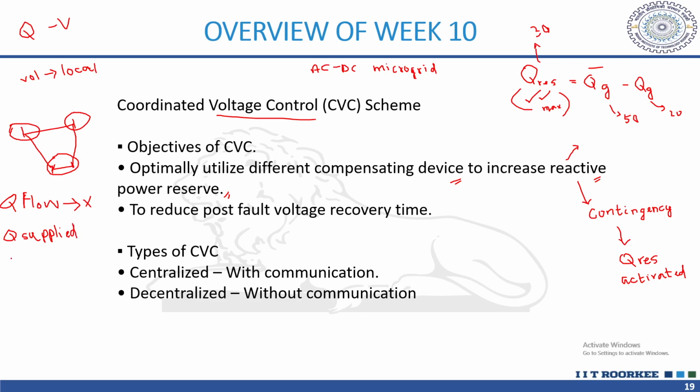So Q, we require that it is supplied locally because voltage is a local phenomenon. Even if I am injecting, let's say, 50 MVAR of Q here to improve the voltage in this area, such an operation is not at all recommended. Firstly, injecting Q at this location may not affect the voltage at a longer distance, right? And secondly, Q flow over such a long distance will lead to additional losses.